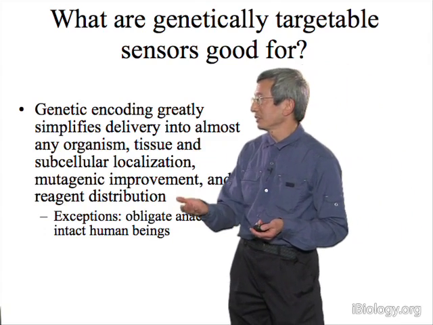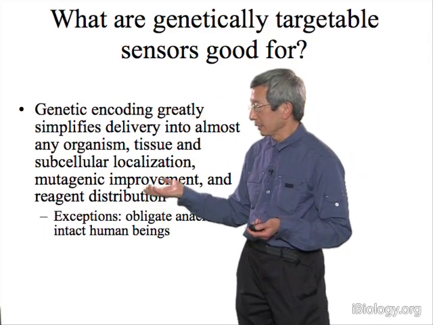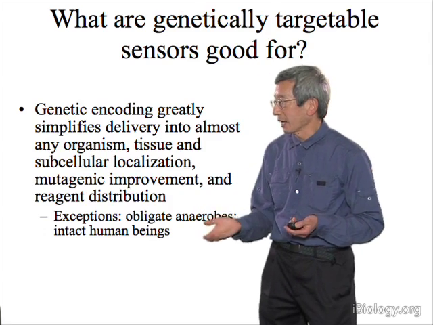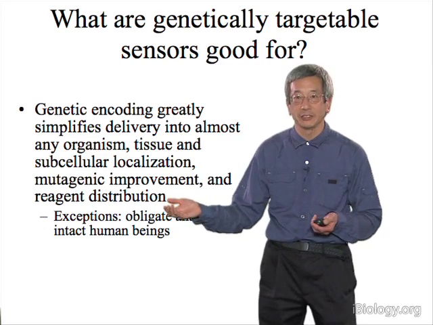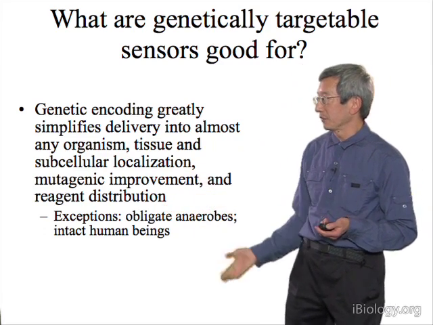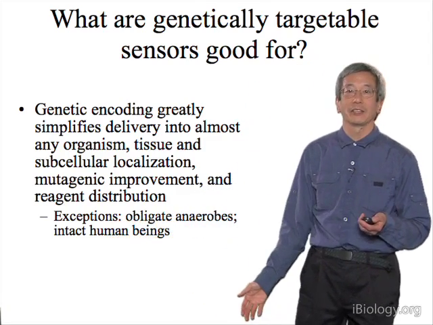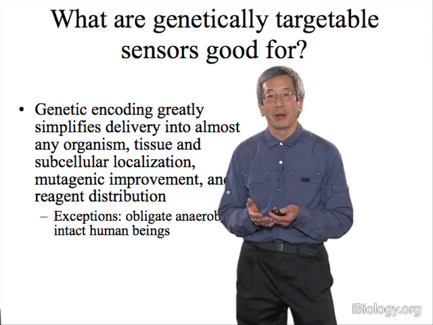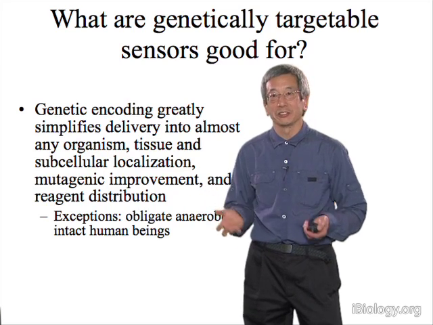What are the exceptions? As I mentioned, at least the current fluorescent proteins based on the jellyfish and corals cannot be done in obligate anaerobes, because they all need oxygen at some stage in their life cycle to become fluorescent. And not to mention the last one, that intact human beings do have the problem that, ethically, are we allowed to transfect, say, a sick person?